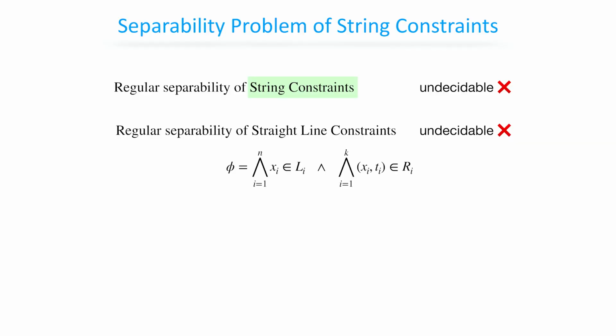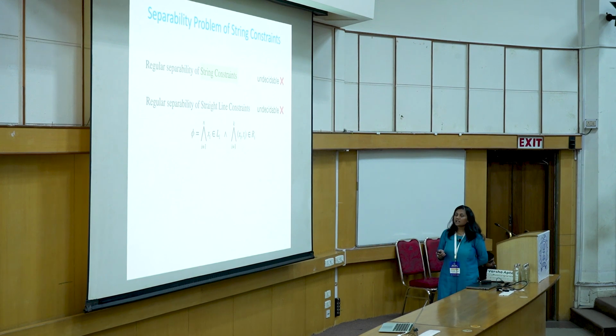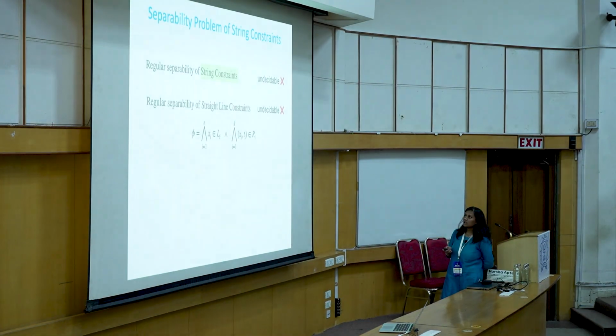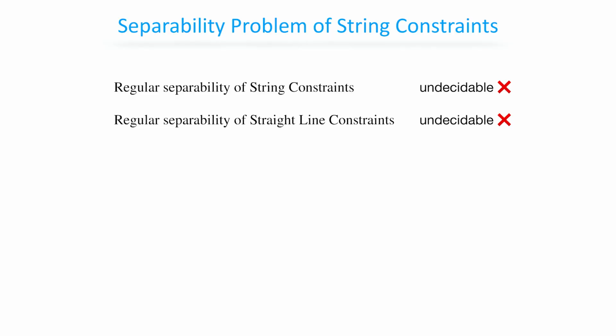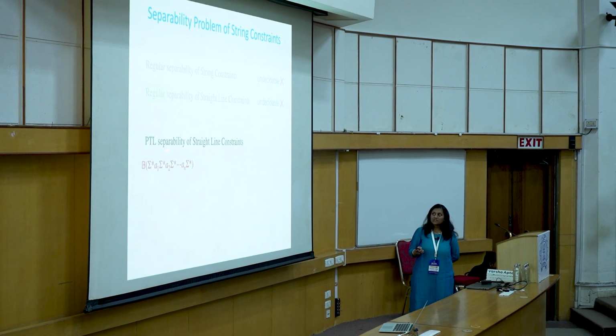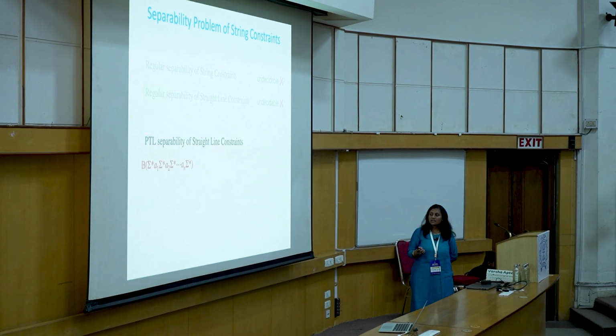These are our results, which were done in collaboration with Parosh and Fauzi. We have shown that if the separator class is regular languages, then regular separability of string constraints is undecidable, and for straight line constraints as well, it becomes undecidable. So we have now explored another separator class, which is piecewise testable languages. We used this class because it is heavily used in language separability. There are multiple results about PTL separability of different kinds of languages. In formal language theory, we have many different languages like regular language, context-free language, multi-pushdown language, and so on.